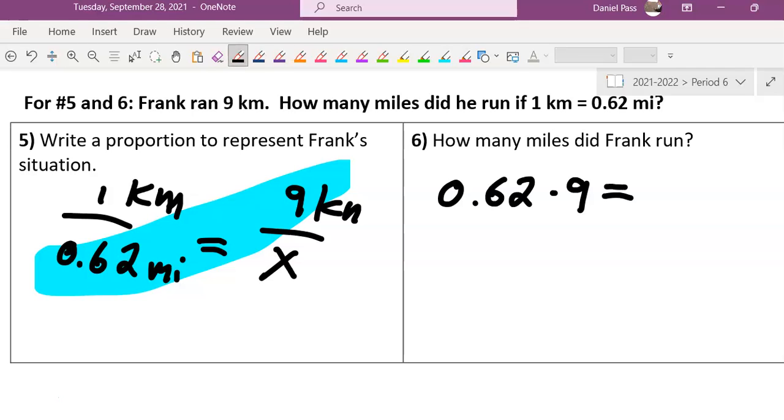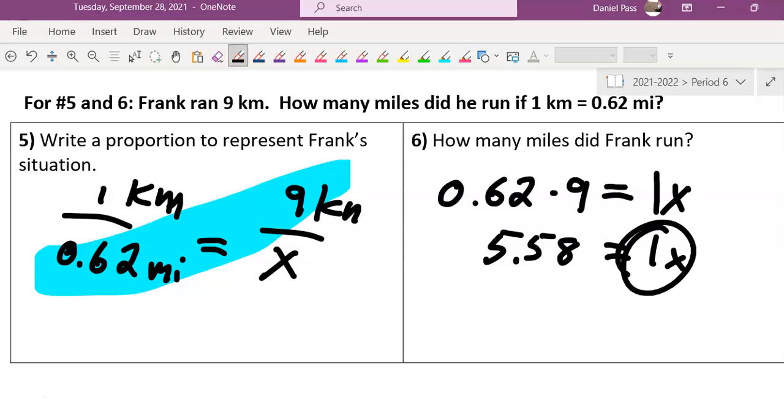And that makes, well, we want to do the other diagonals 1 times x. All right, what's 0.62 times 9? 5.58. 5.58, that's correct. Now, since this is 1, dividing by 1 just makes it the same thing, so we don't really need to do that. So that's our answer, 5.58 miles. Let's give him a hand.